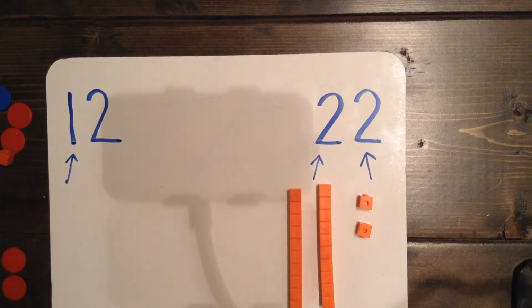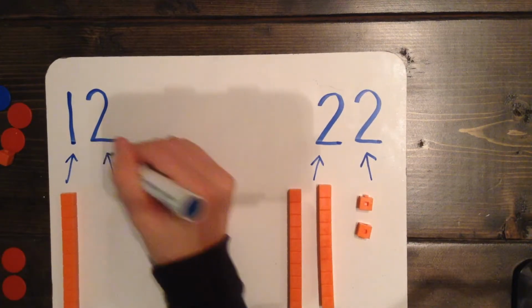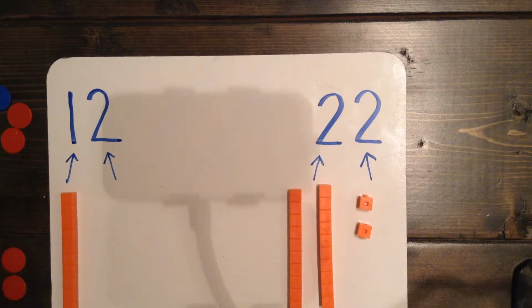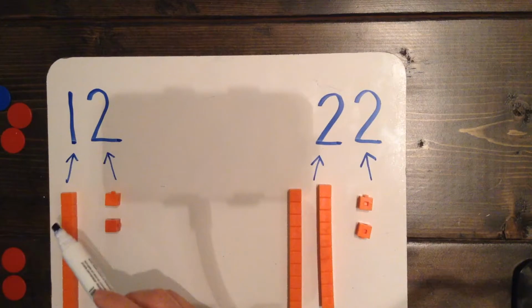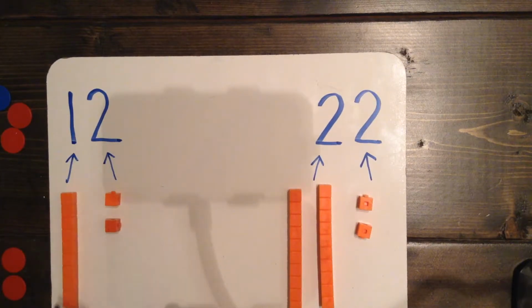Remember, the first digit tells you how many groups of 10. In this case, there is 1 group of 10. The next digit tells you how many ones. 2 ones. This is the number 12. Count it like this. 10, 11, 12.